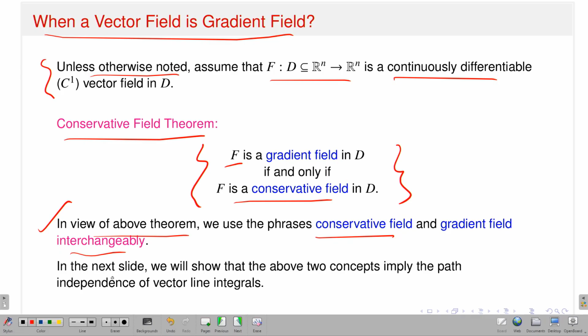Then in the next slides, we will show that the above two concepts imply path independence of vector line integrals. As I said, there is a connection between path independence and the conservative vector field. If you remember, in my last lecture I said this. Since I am now dealing with a very special type of vector field, the gradient vector field, it shares some nice properties. If it is a gradient vector field, it is always conservative, and in my next slide you will see that it is also path independent.